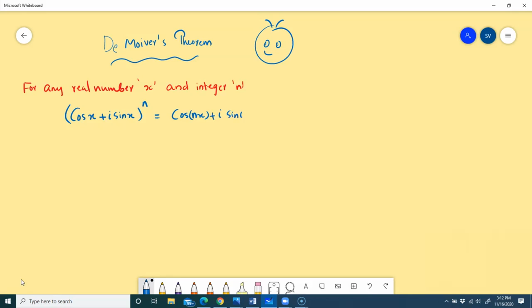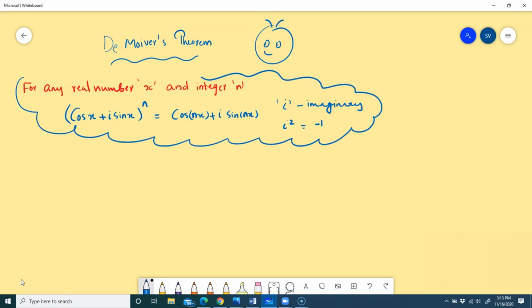I sin nx. So this is de Moivre's theorem statement. As we know, i is imaginary, and i squared is -1. So this is the statement, and we need to prove it by using a standard method. To prove this theorem, generally everyone uses the method called induction.